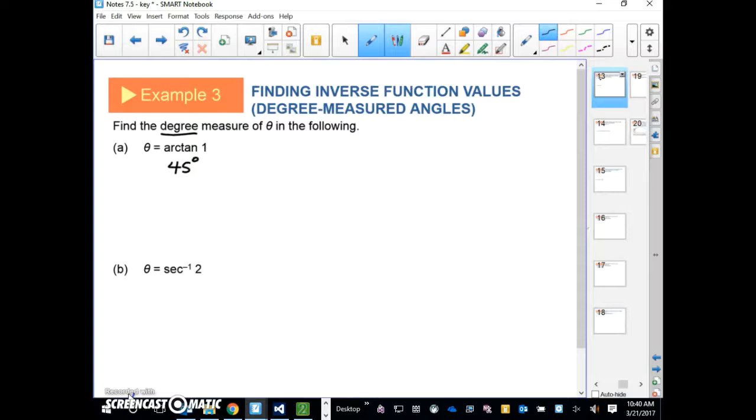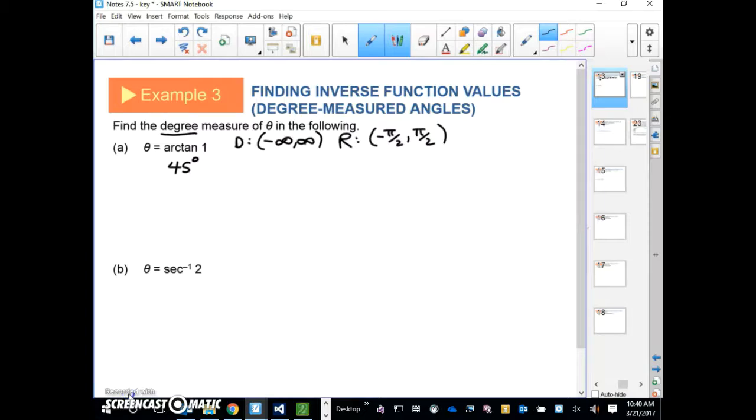It's kind of subtle, but you always want to remember the domain and the range. The domain for inverse tangent is, I believe, all real numbers. So that means you can plug in anything you want. The range is from negative pi over 2 to positive pi over 2.